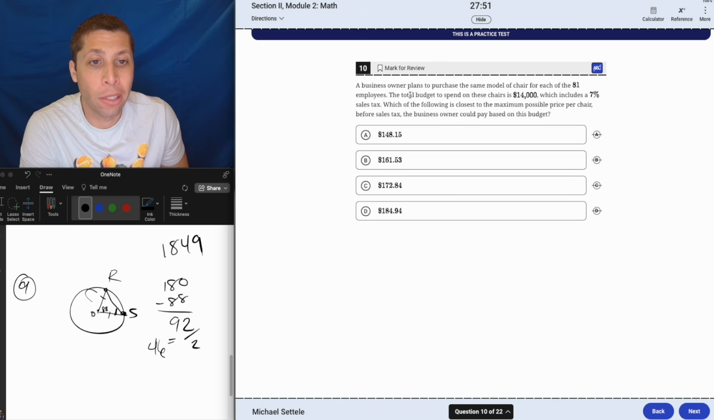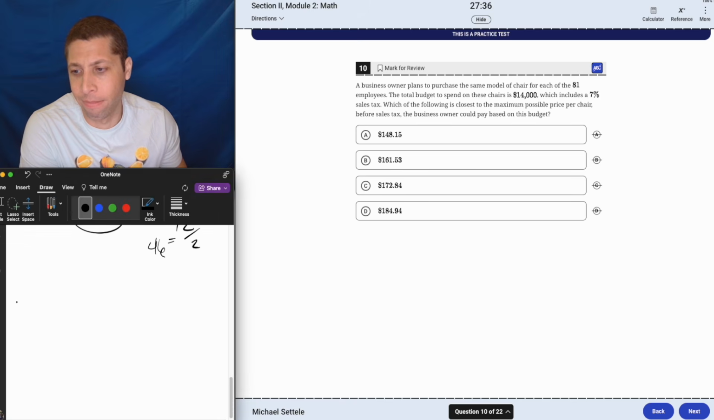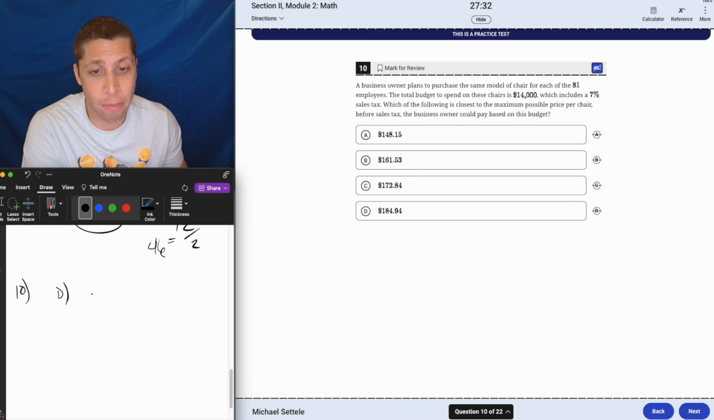A business owner plans to purchase the same model of chair. Oh, I've seen this one. Okay, 14,000, 7% sales tax. Maximum possible price per chair before the sales tax. Why don't we just guess and check? So the maximum, we should start with D, so that way, if that is the maximum, we don't overshoot it.